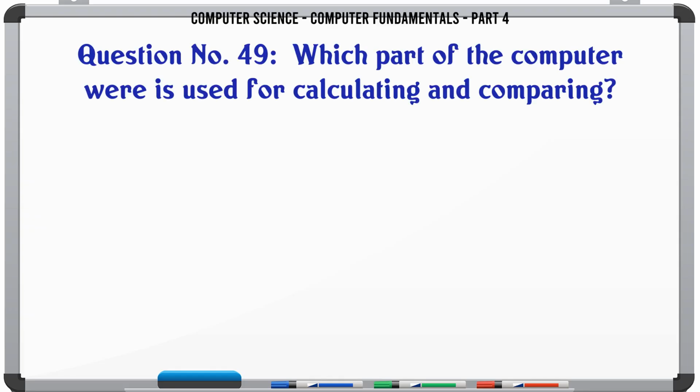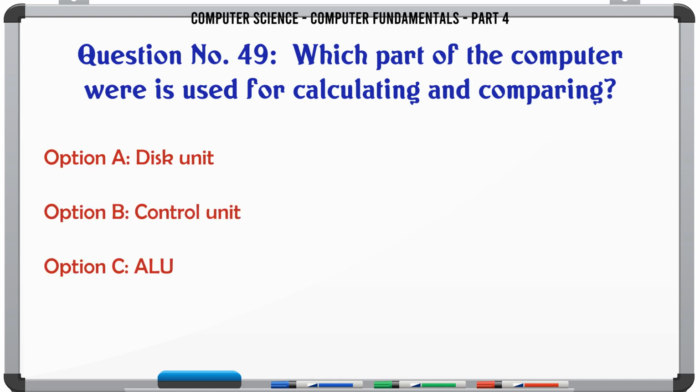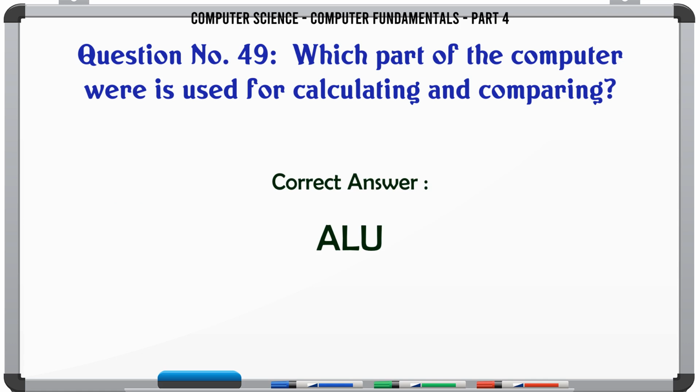Which part of the computer is used for calculating and comparing? A. Disk unit, B. Control unit, C. ALU, D. Modem. The correct answer is ALU.